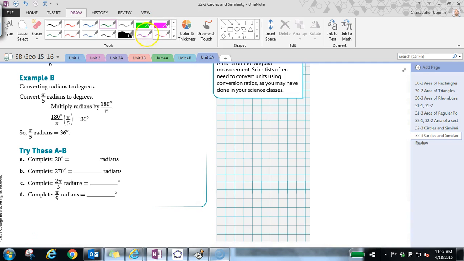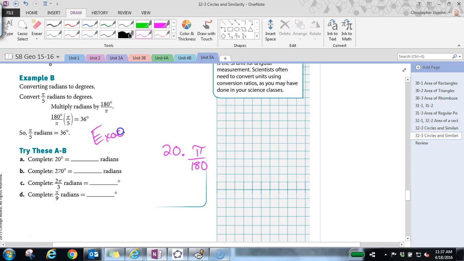So if we look at the examples here, 20 degrees and 90 degrees, and we want exact answers. We keep pi in the answer, and we keep it as a fraction. So 20 goes into 20 once, it goes into 180 9 times, pi over 9. B, same idea, 90 times pi over 180. 90 goes into 90 once, it goes into 180 twice. It's pi over 2. So notice that our radians have pi in the answer.